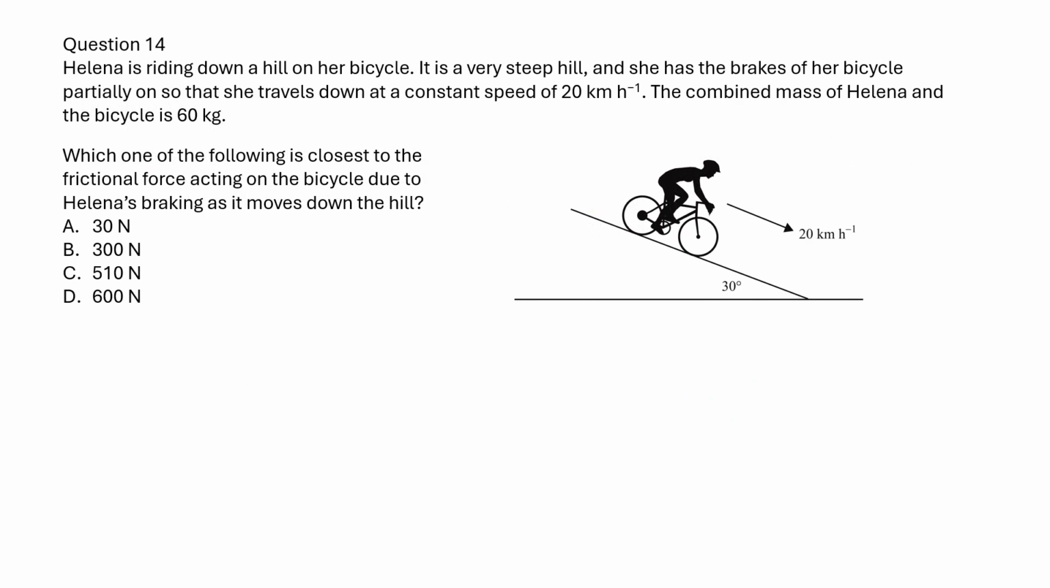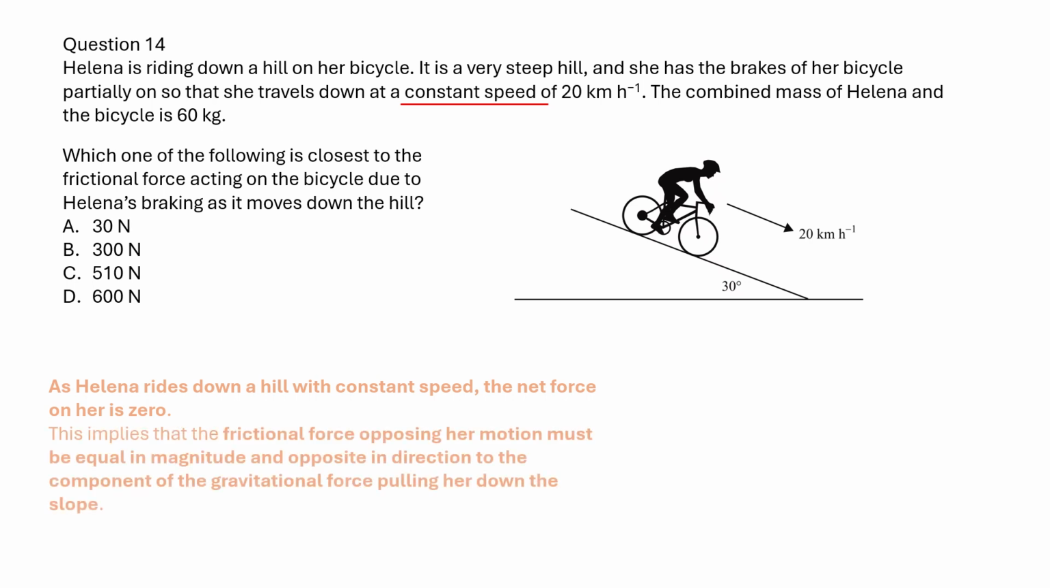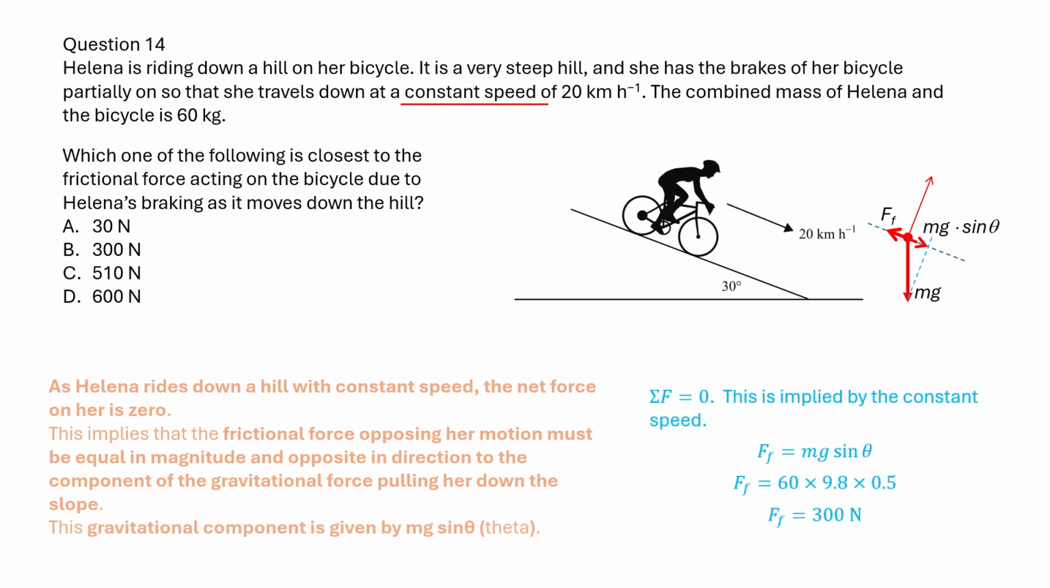As Helena rides down a hill with constant speed, the net force on her is zero. This implies that the frictional force opposing her motion must be equal in magnitude and opposite in direction to the component of the gravitational force pulling her down the slope. This gravitational component is given by mg sin θ.